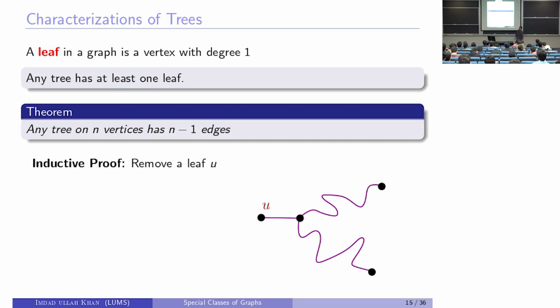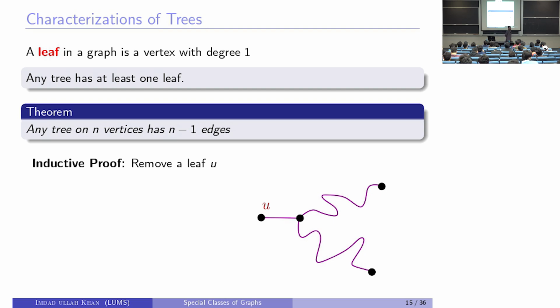A little bit more of characterization. We know what a leaf is, right? Now this is actually the main characterization of a tree: any tree on n vertices has exactly n minus 1 edges.